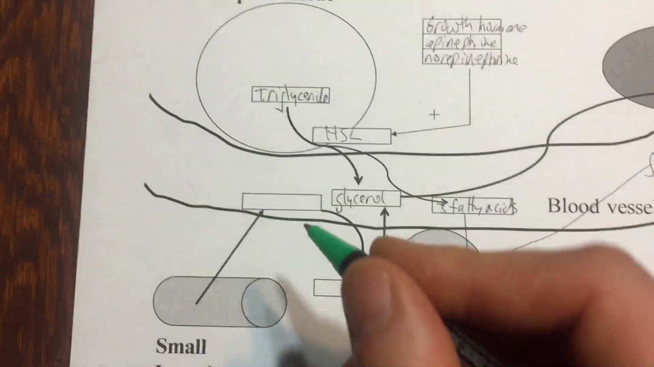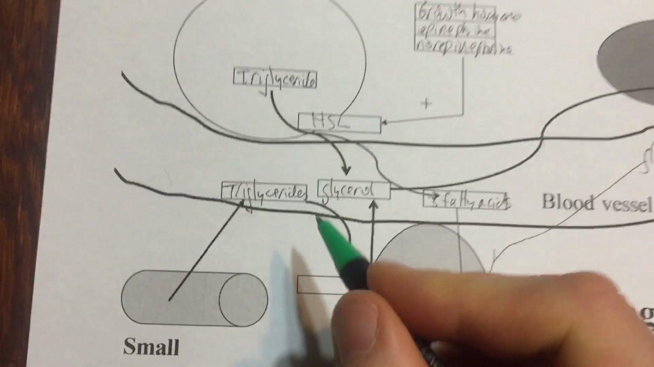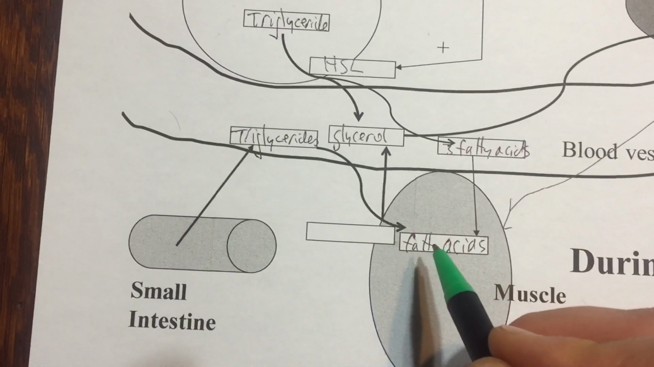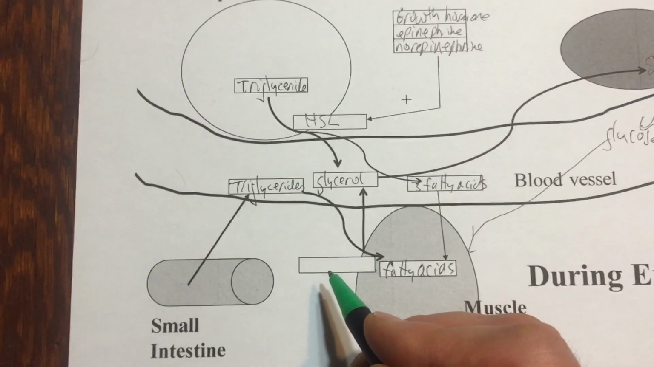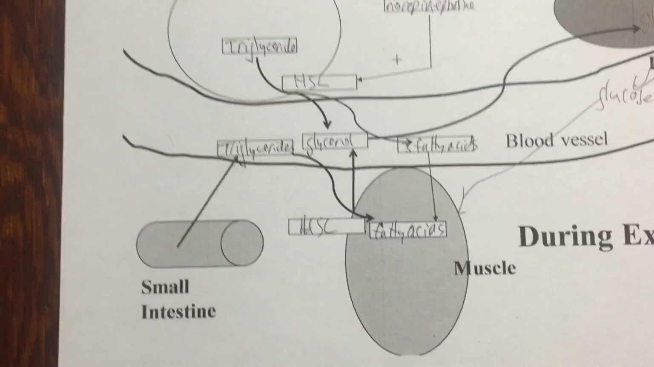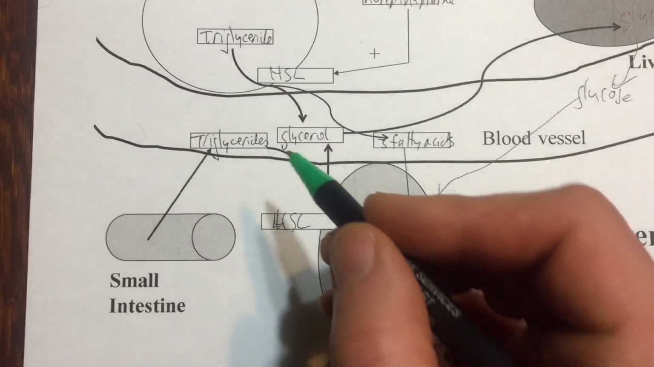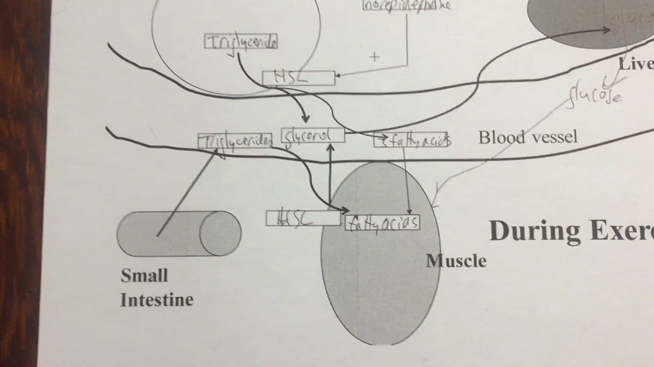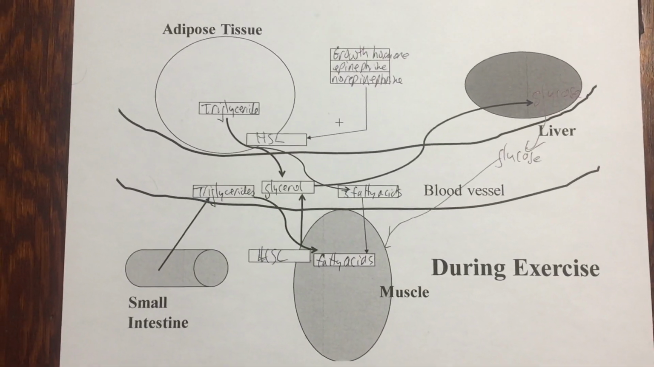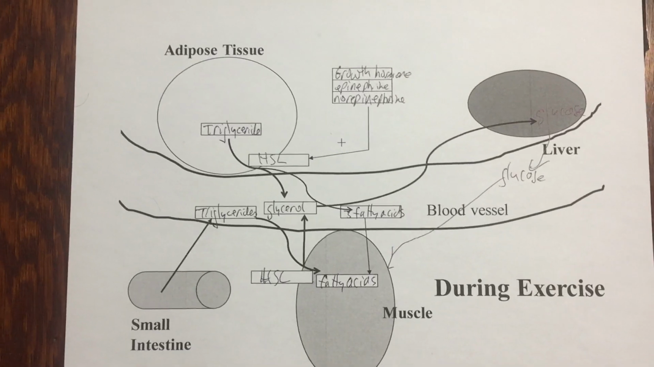From the small intestine, just like after a meal, you get your triglycerides coming in. The triglycerides can then be broken down to fatty acids and also glycerol. So again, at the muscle membrane, you have hormone-sensitive lipase, just like you do at the adipose tissue membrane. And that hormone-sensitive lipase, or HSL, will help to break down that triglyceride so that fatty acids can get into the muscle and eventually be used for energy. So that's pretty much a summary of fat metabolism after a meal on this slide, and then what happens during exercise.